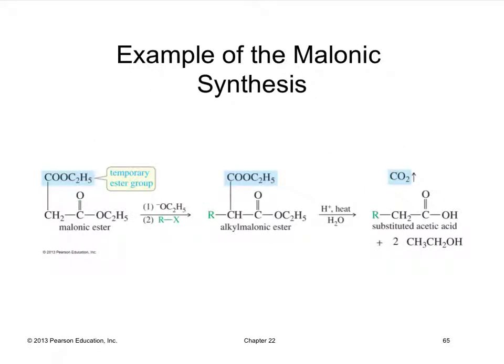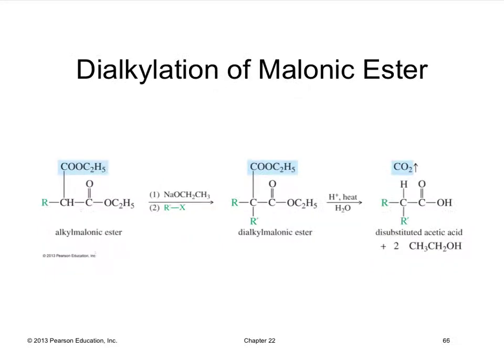So here's an example of the malonic synthesis. Here's a malonic ester shown here. This is going to be the temporary ester group that will decarboxylate. So if you use ethoxide to deprotonate right over here, then react with alkyl halide, this will then react here to form the new bond. And then if you add acid, heat, water, this will decarboxylate to form the substituted acetic acid.